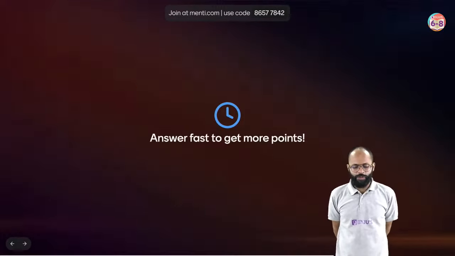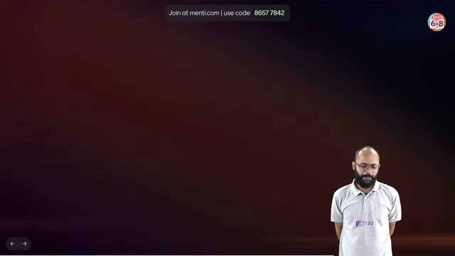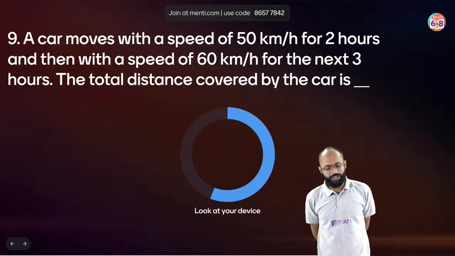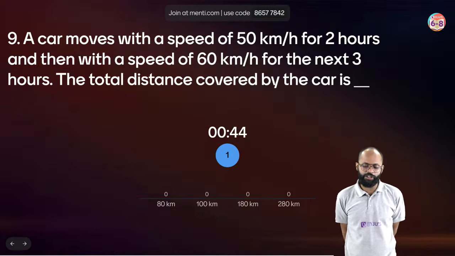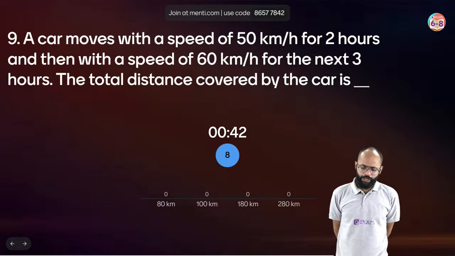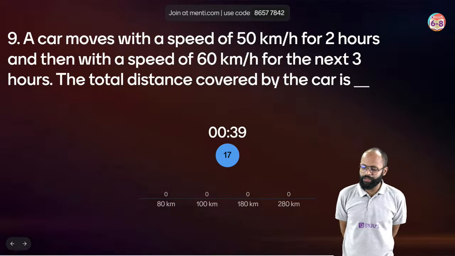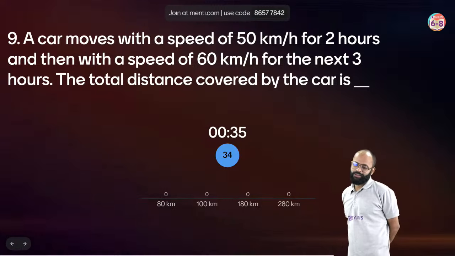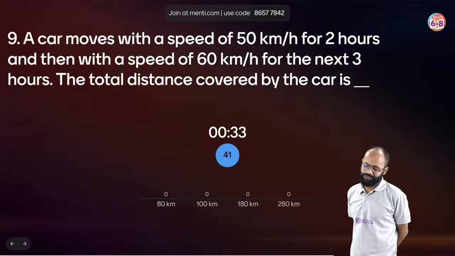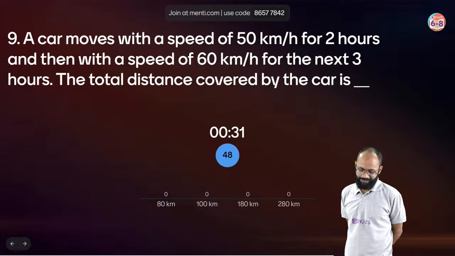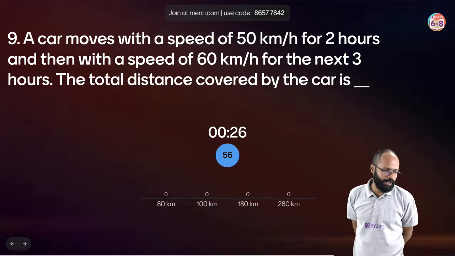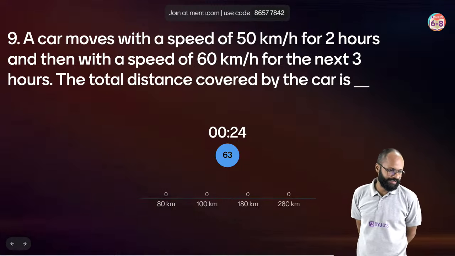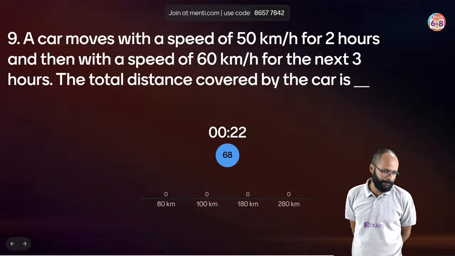Aa jao. 9th question says, a car moves with a speed of 50 km per hour for 2 hours and then with a speed of 60 km per hour for the next 3 hours. Total distance covered by the car is... Come on. I have done it. Come on, you have doubts. Yes. Goldine, you can answer it.